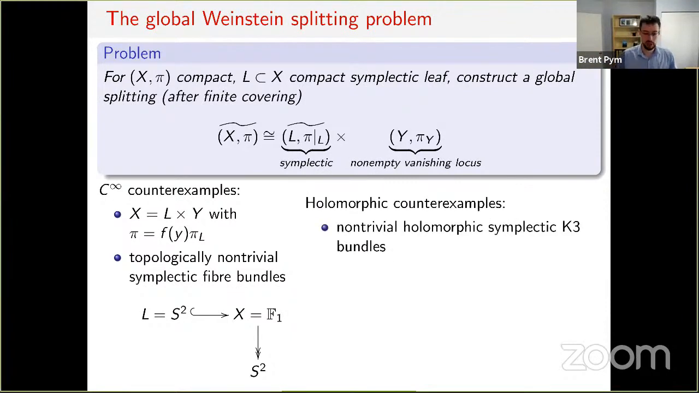Okay, well, what about in the holomorphic situation? Well, the first thing that came to mind was you could try to do the same thing and construct a symplectic fiber bundle in the holomorphic category. You can do this, for instance, by taking a holomorphic symplectic K3 surface. There exist non-trivial bundles of K3 surfaces. Okay.